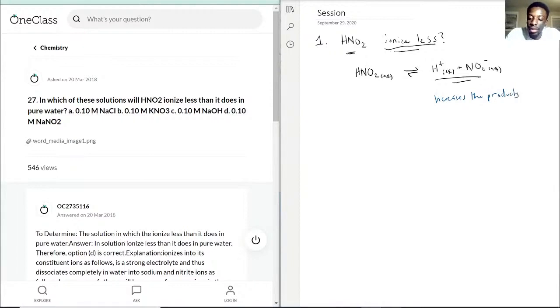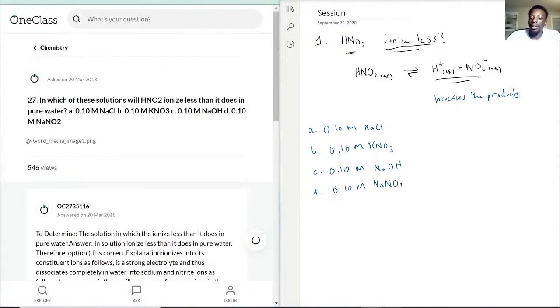Okay, now let's see what it gives us. The first one is 0.10 moles of NaCl, so just salt. B would be 0.1 moles per liter of KNO3, that's a molarity, because that's what the big M is. Sorry about that. The big M is not moles, it's the molarity, which is in moles per liter. Okay. C is the same, 0.10 moles per liter of NaOH. And D, the last one, is also 0.10 moles per liter of NaNO2.